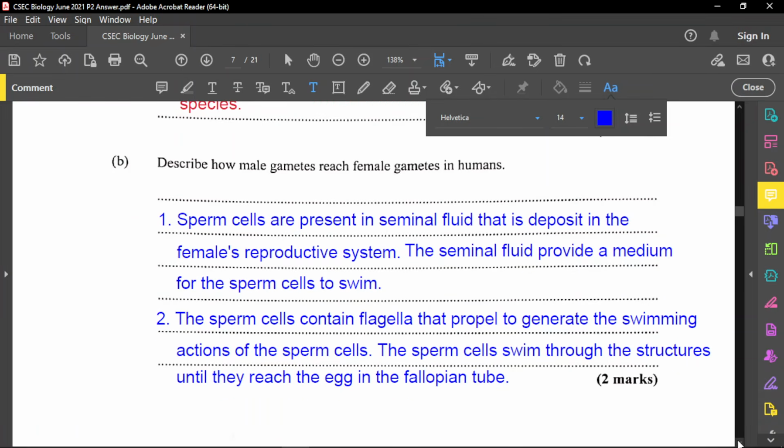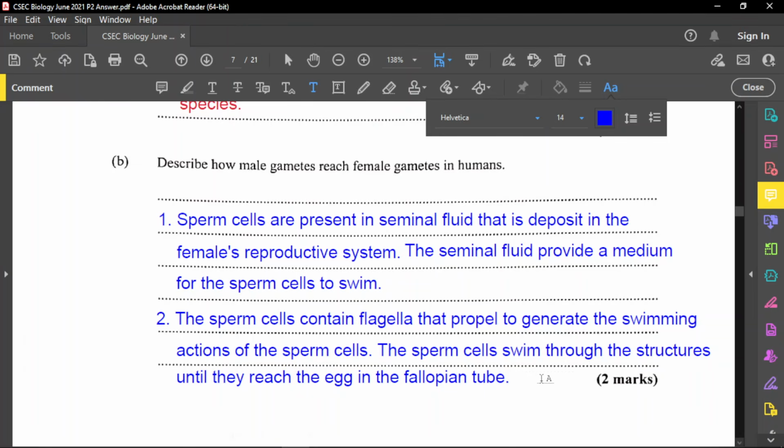For part B, it's to describe how male gametes reach a female gamete in humans. And this is what takes place. A number of things happen here. The sperm cells are present in the seminal fluid that is deposited into the female's reproductive system. The seminal fluid provides a medium for the sperm cells to swim. The second thing you need to mention is that the sperm cells contain flagella that propel and generate the swimming action of the sperm cells.